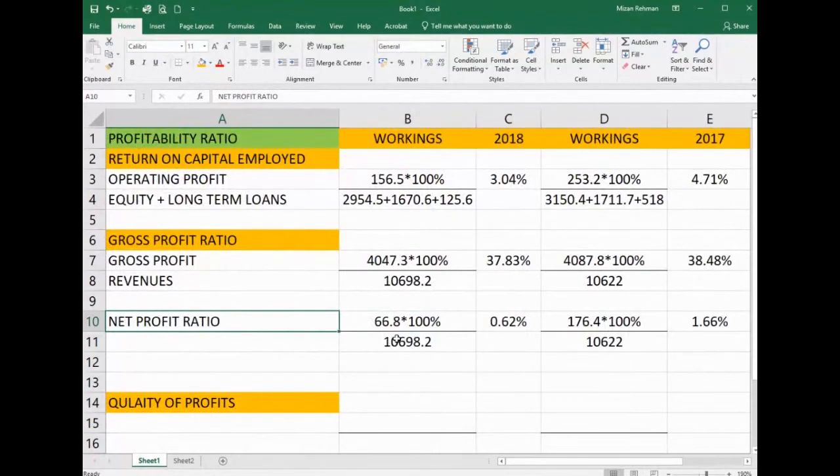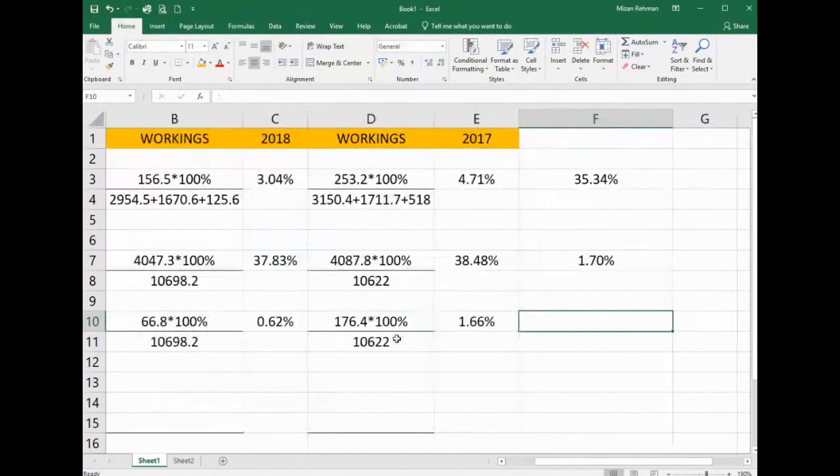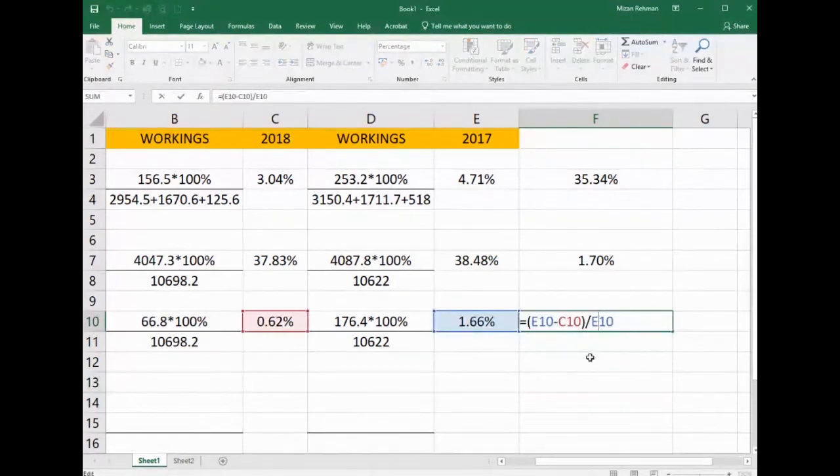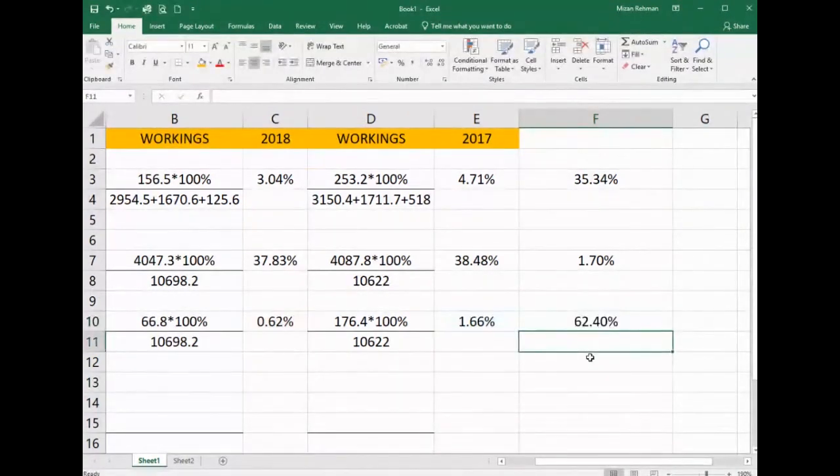So net profit ratio has decreased. If you look at the percentage change, let's copy the formula, Control C, and that is a massive drop in the net profit ratio. It's a 62.4% drop. So that is quite significant, and the performance obviously has deteriorated quite significantly in this area.